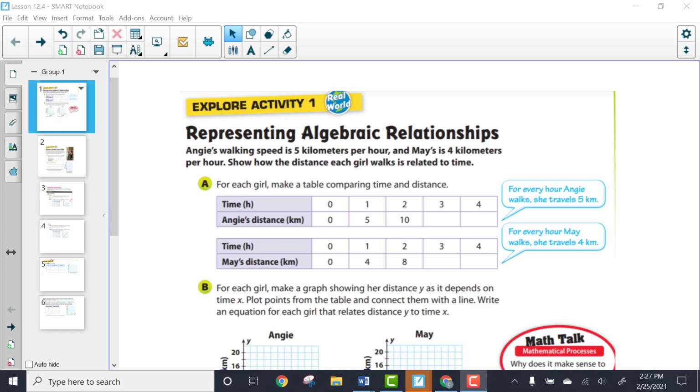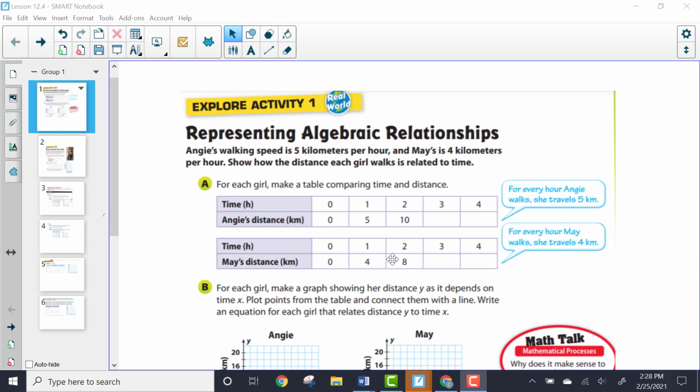It's saying representing algebraic relationships. So it's saying that Angie's walking speed is 5 kilometers per hour and May's is 4 kilometers per hour. So it shows the distance each girl walks is related to time.